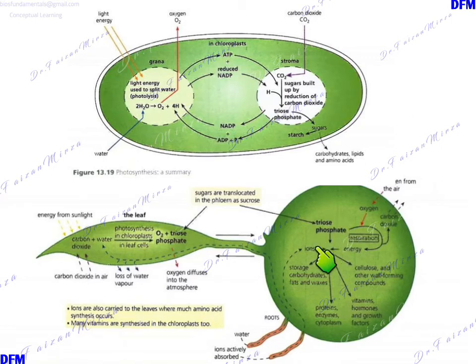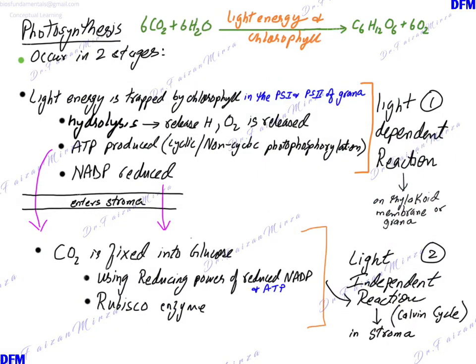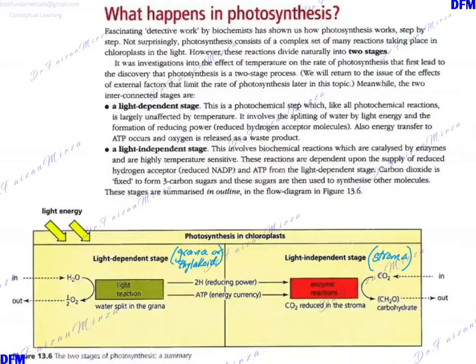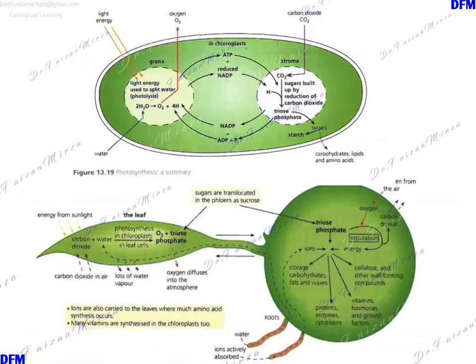Triose phosphate which is produced here, using different ions and energy, can be converted to any kind of carbohydrate, protein, amino acids, enzymes, vitamins, hormones, cellulose. Anything can be made out of it. So yeah, this is what I have already covered with you.